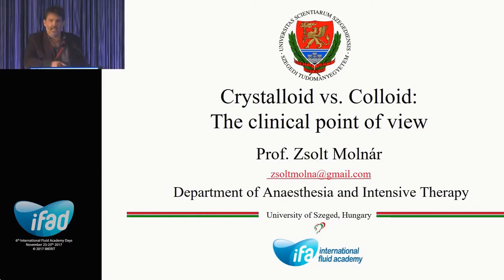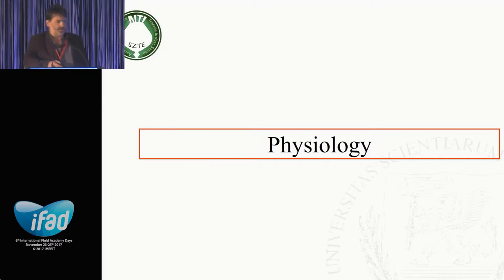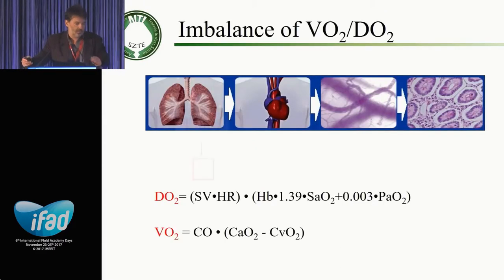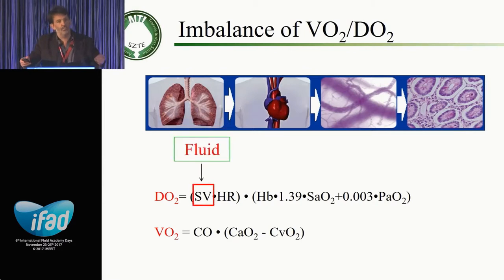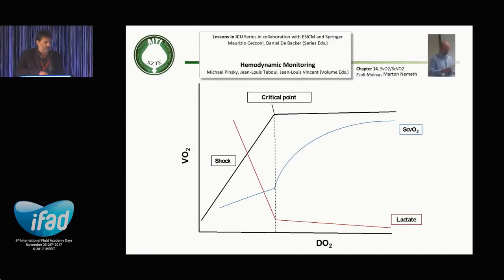But every animal research we've been doing is related to clinical practice, so I will share our recent data with you as well. So physiology: the only reason why you give fluid to your patients is to improve oxygen delivery, to improve cardiac output via improving stroke volume. In other words, to deliver more oxygen to the mitochondrium. This is the only reason you give fluid to your patients when we talk about hypovolemia, to get this imbalance between oxygen delivery and consumption better.